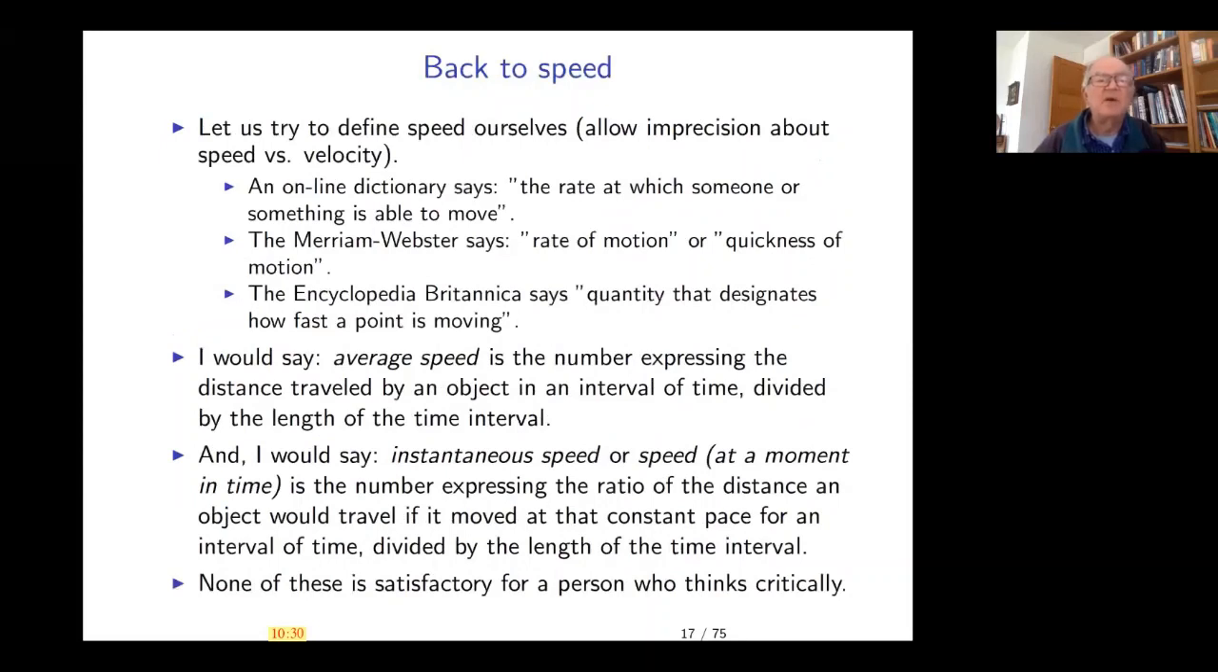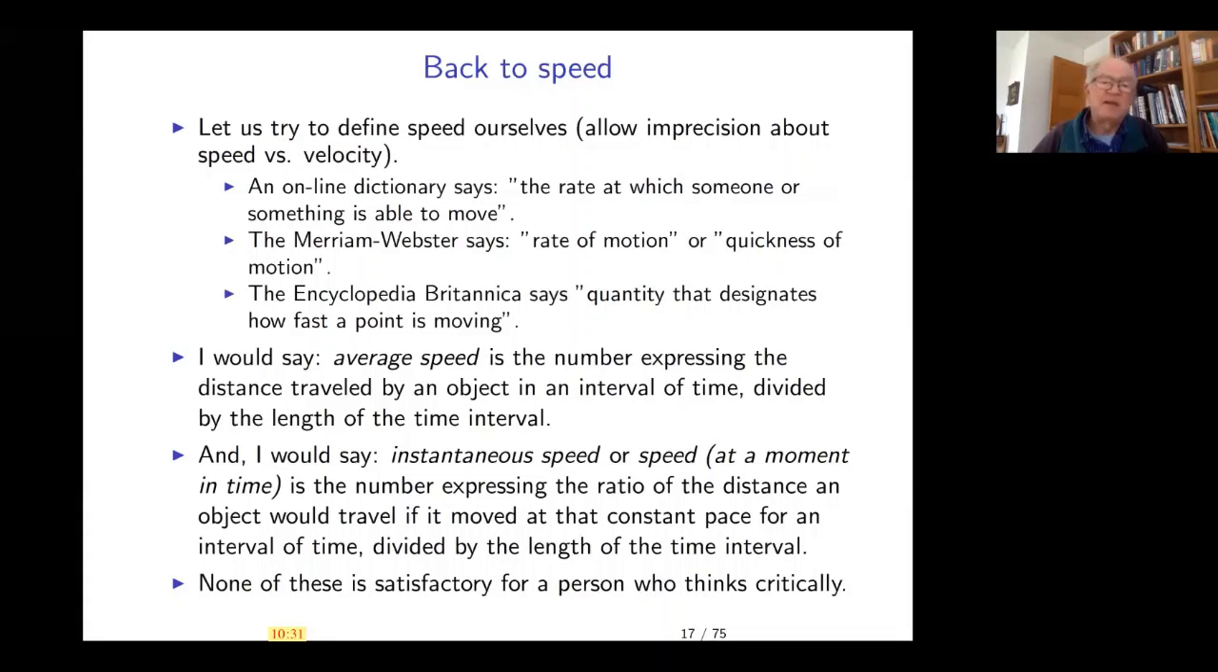So I move on now, and we are trying to define speed for ourselves. We allow a little bit of imprecision. I looked up what a dictionary says. One online dictionary says the rate at which someone or something is able to move. Another dictionary said the rate of motion or quickness of motion. The Encyclopedia Britannica says a quantity that designates how fast a point is moving. So they give us a rough idea of what in everyday language we mean by speed, but they don't give a clue about what speed really means.